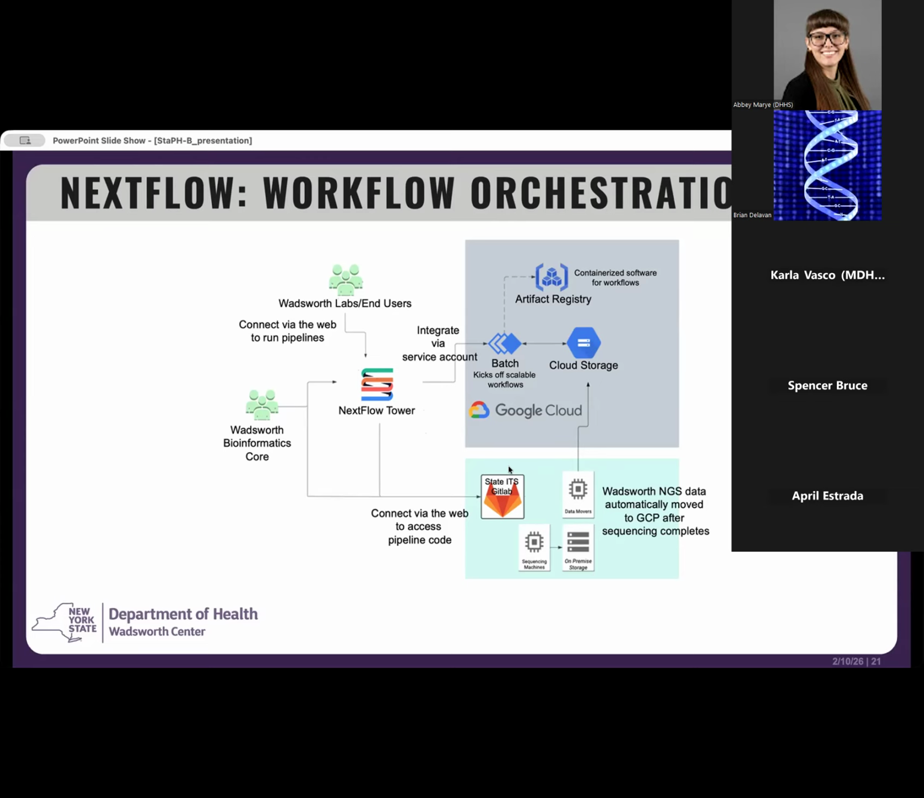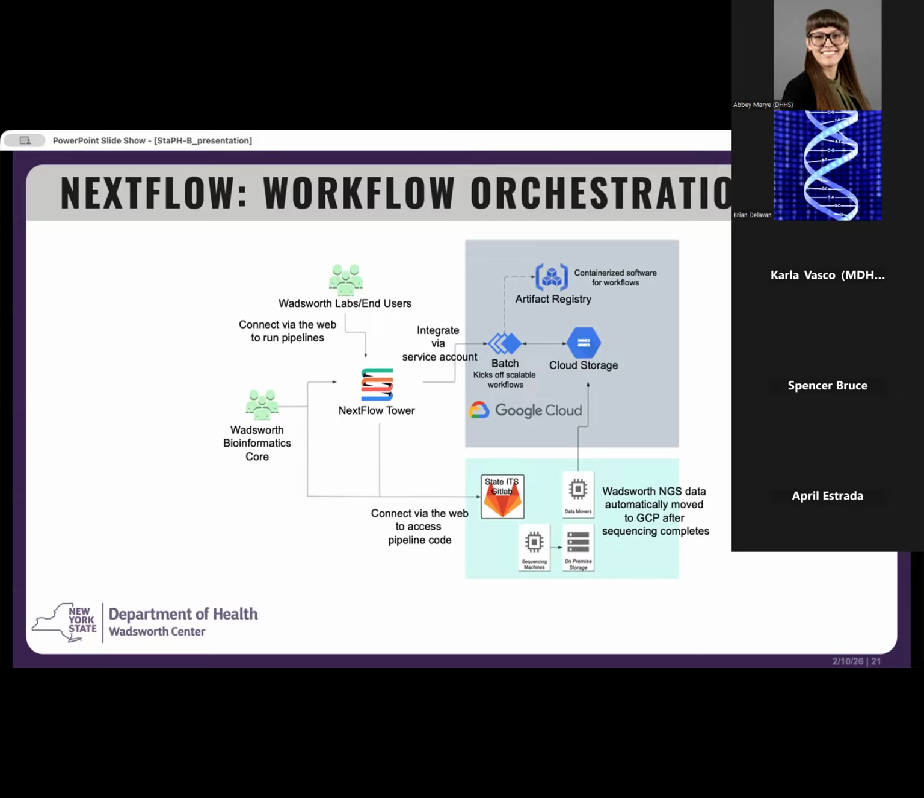So they go into the lab, they go to the user interface, they run the workflow. Tower will grab the code from GitLab. It will then say, assuming the first step is genome assembly, based on the number of genomes or FASTQ files in the initial folder, it will scale up.